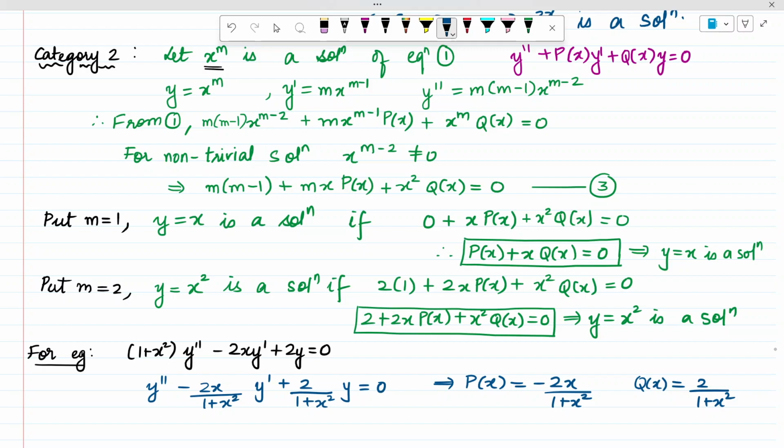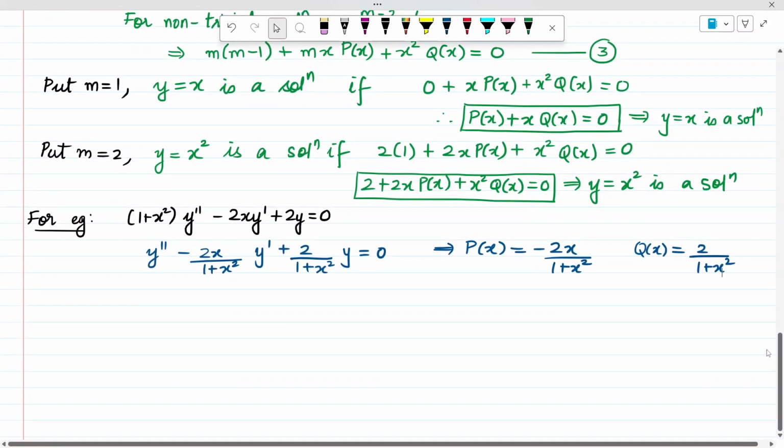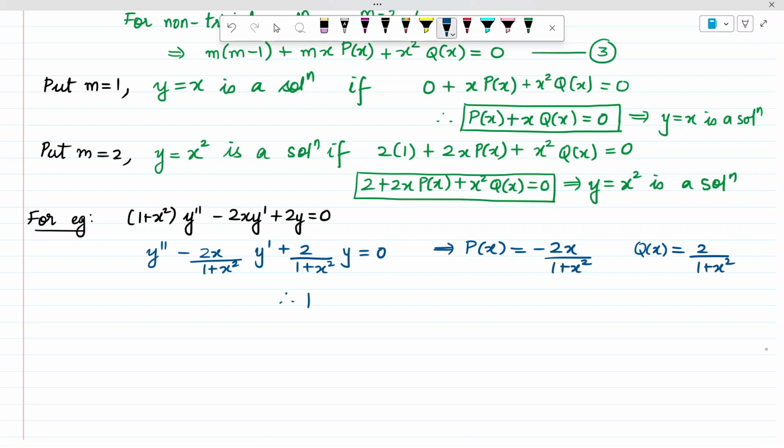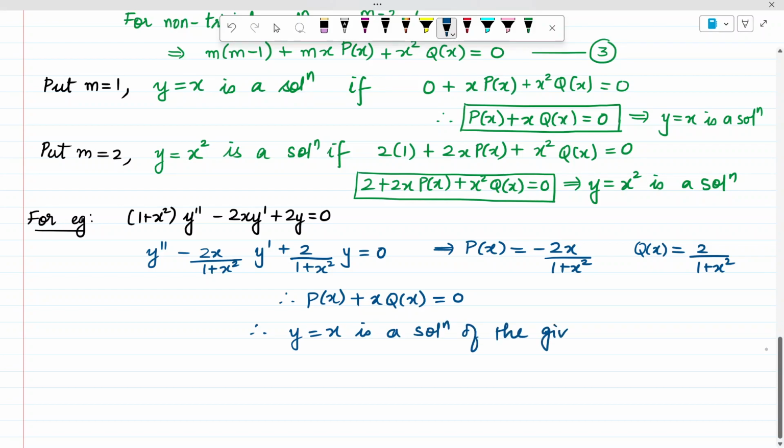M is equal to 1. करेक्ट. q को अगर मैंने x से मल्टीप्लाई कर दिया तो पॉजिटिव 2x आ जाएगा, राइट? और उसको फिर ऐड करोगे तो 0 बन जाएगा. सो हियर आई कैन क्लेम दैट px plus xqx is 0. So इसका मतलब y equal to x is a solution of the given differential equation.